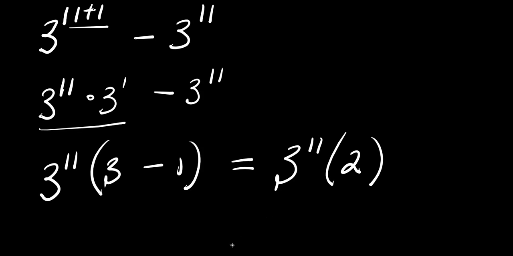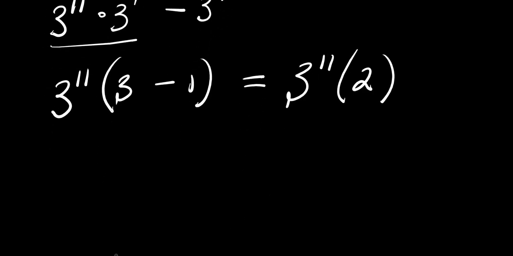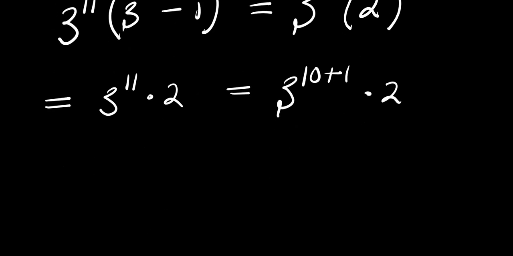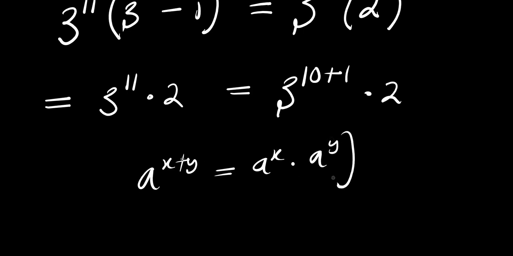So from here, we have 3 power 11 times 2. Finding the value of 3 power 11, we simply express it as 3 power 10 plus 1 times 2. And from here, remember, a power x plus y equals a power x times a to the power of y.